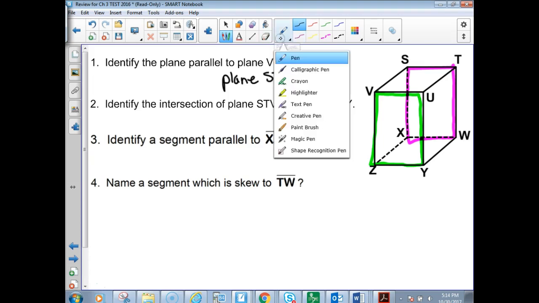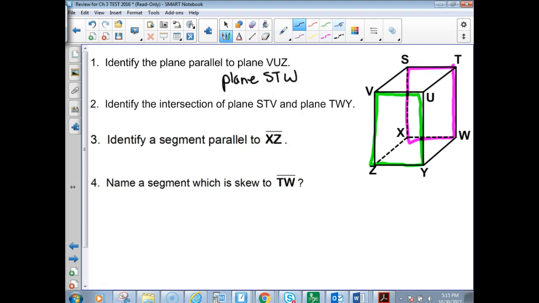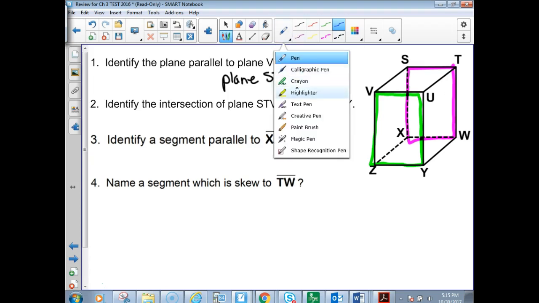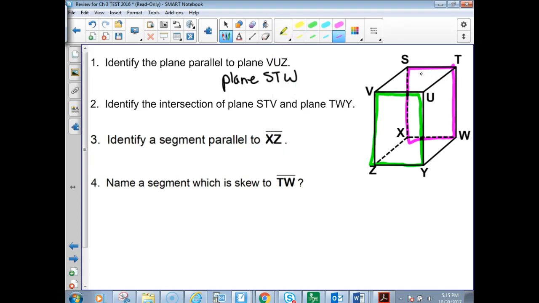Just to identify second, the intersection of planes STB. Now this is where the planes intersect. So STB I've already got highlighted in the back. I think I'll color that in a little bit. Okay, so that's the back of the box.